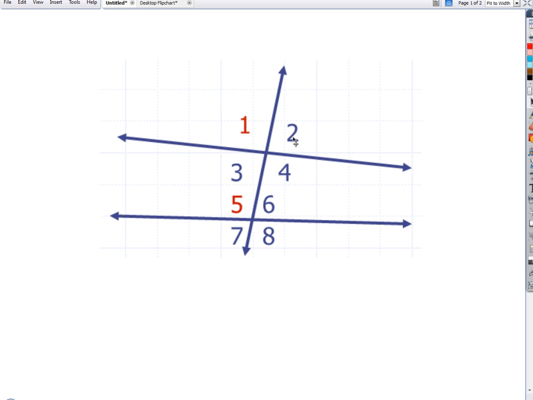Think. Alternate exterior. What would that be? Okay. 2 and 7. What's the other one? 1 and 8. Good. We got it. That's it. Oh, and then we did corresponding, right? Okay. How would we classify 2 and 5? Trick question. You can't. They don't fit, right? 2 and 5 are nothing. Good. You guys got it. Excellent. Okay. That's it. We're done?